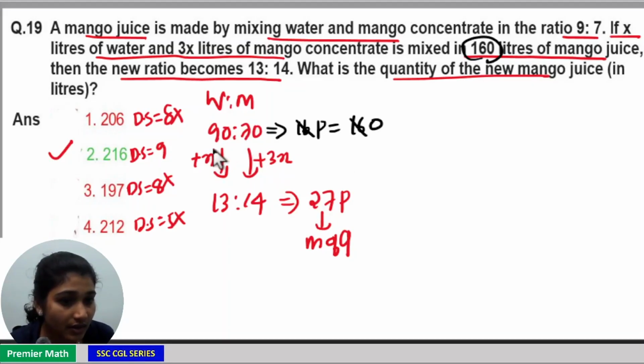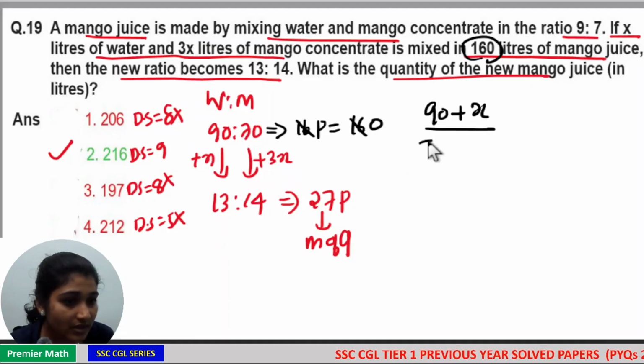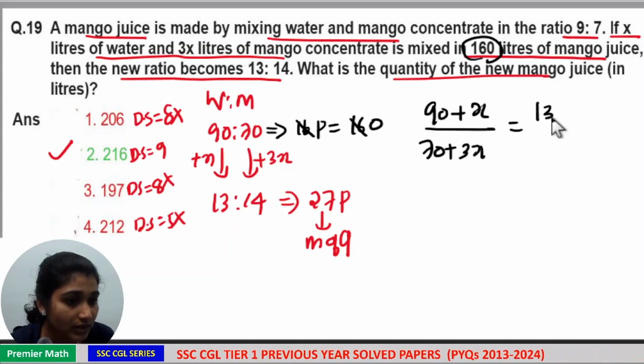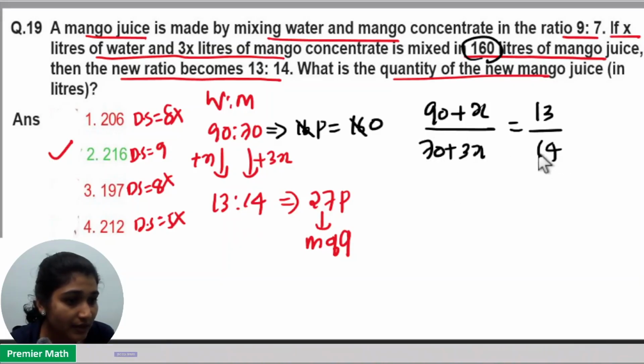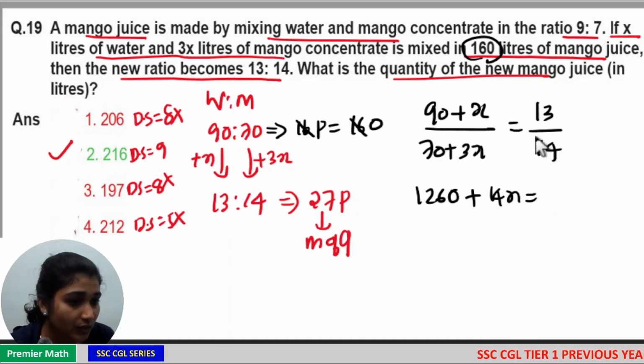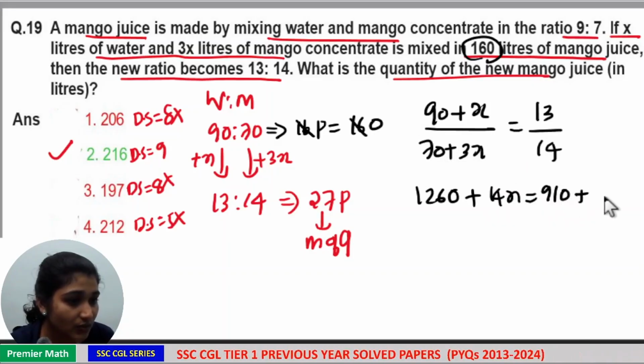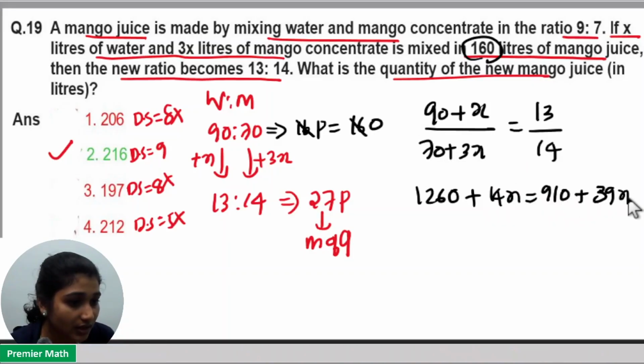To this, x liters are added, and 3x liters are added. So 90 plus x divided by 70 plus 3x is in the same ratio 13:14. If you cross multiply, 14 into 90 plus x is 1260 plus 14x, equal to 13 into 70 plus 3x, which is 910 plus 39x.